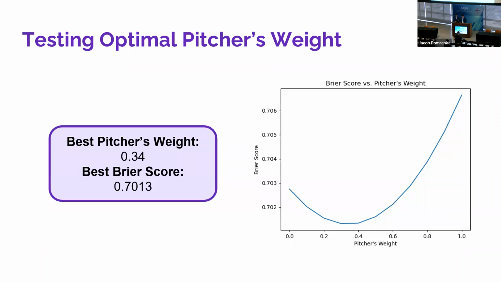So what we did next is we simply ran all the possible weights from 0 to 1 at an increment. We found that the best pitcher weight is around 0.34, and we got a slightly improved Brier score of 0.7013.